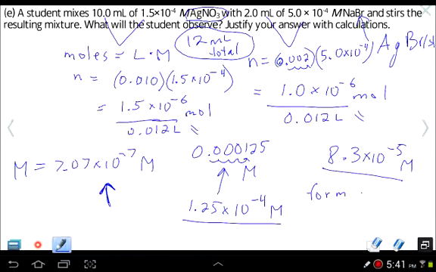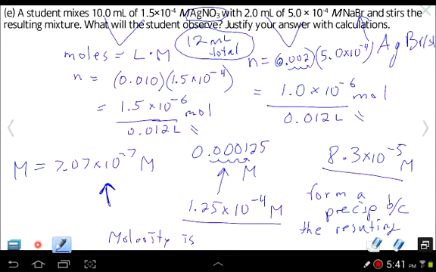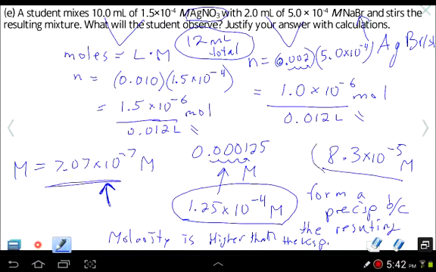Form a precipitate because the resulting molarity is higher than the Ksp allowed. And that's kind of the idea. And then you'd have to show these calculations. You have to show that, notice this molarity is higher than your allowed molarity, and so is this. So we actually will form a precipitate.